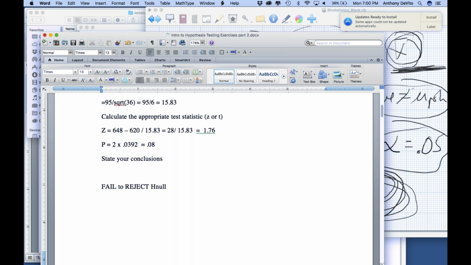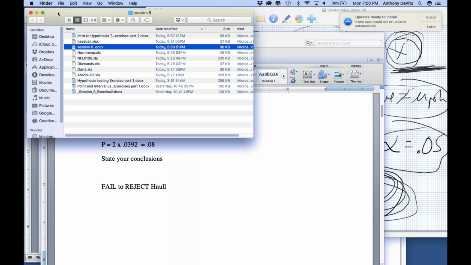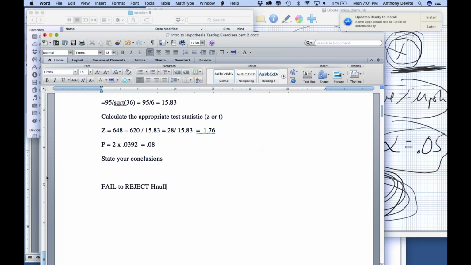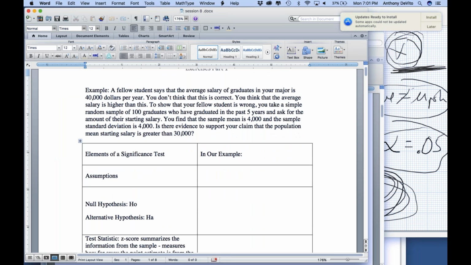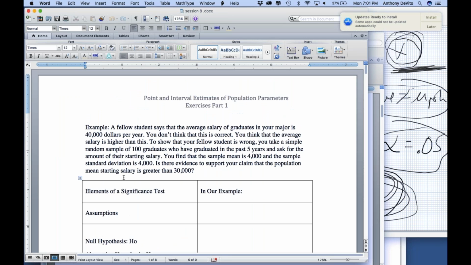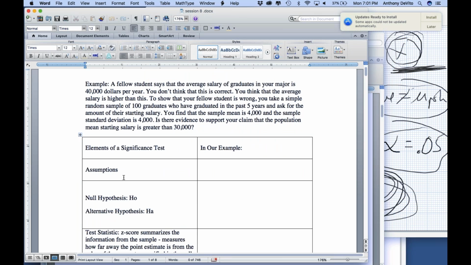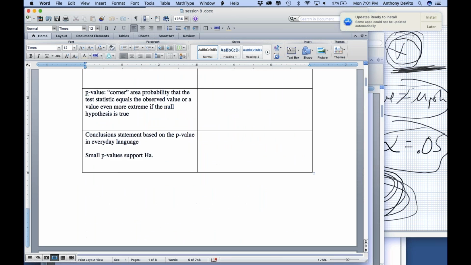Okay, so I think we're going to try another example, except this time we're going to work through it step by step. At each step I'll pause and you guys write down what you think that step would be, and then we'll take it from there. Okay, let's see, where did I get that other one?